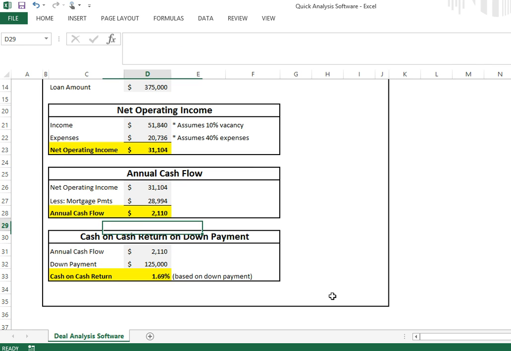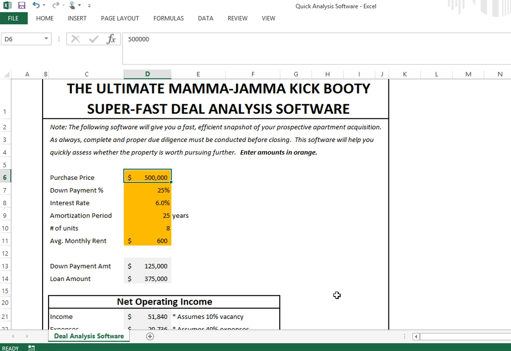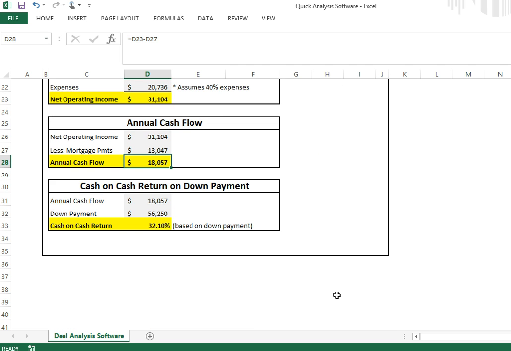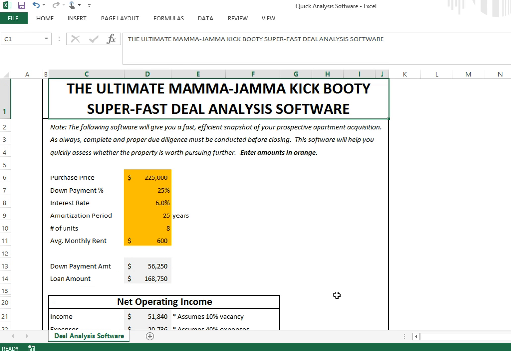So you're not going to pay $500,000 for a building like this. Realistically, you're looking at annual cash flow of only $2,000. Why would you put that much money up for that? But that's how this works. You can play with this and see. Let's say you wanted to offer $225,000 for the property when they're asking $275,000. You can scroll down and see, okay, I would have about an $18,000 a year cash flow from that, and that's about a 32% return on my down payment. So that is how you use this software.